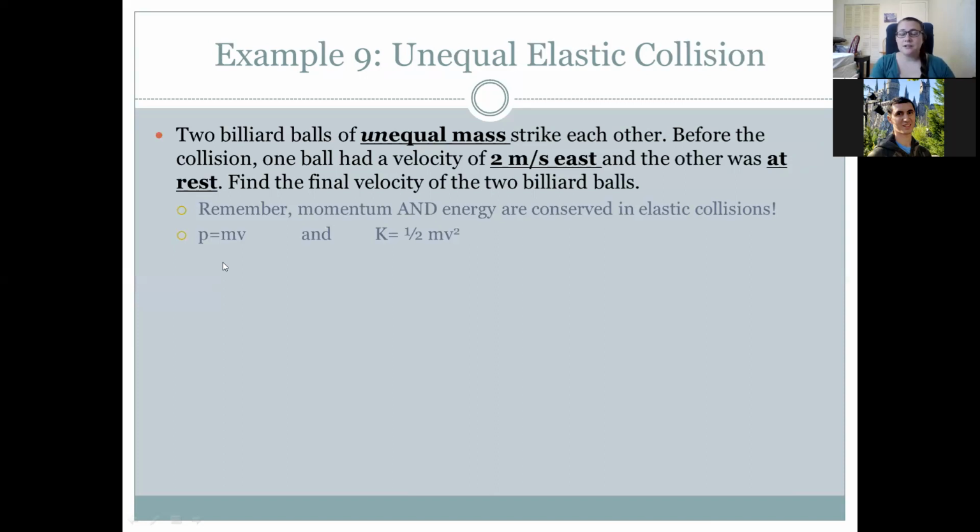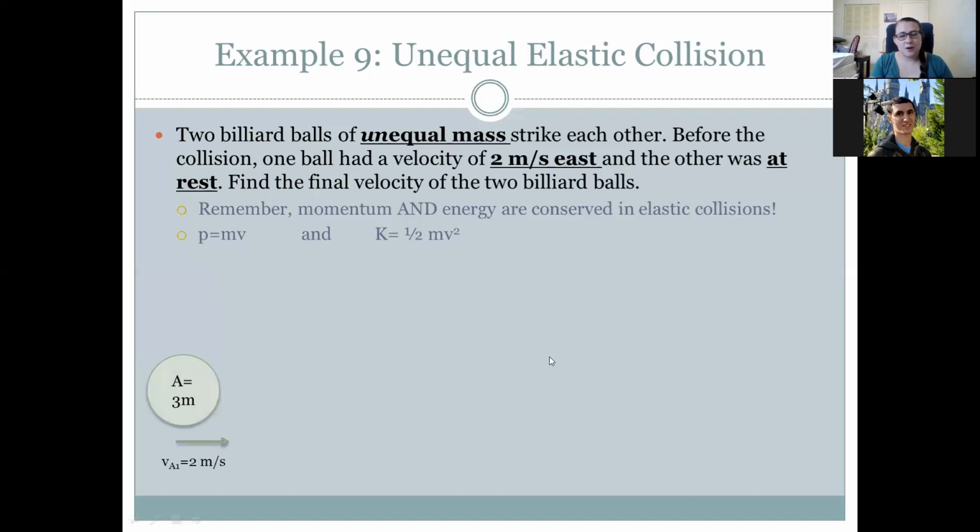So this is still going to be an elastic collision because the balls are still perfectly bouncing off of each other. They're not getting tangled together. We're not playing pool with balls of Play-Doh or something like that. They'll still bounce off of each other. So it's still elastic, even though they have different masses. So that means both momentum and energy are conserved again.